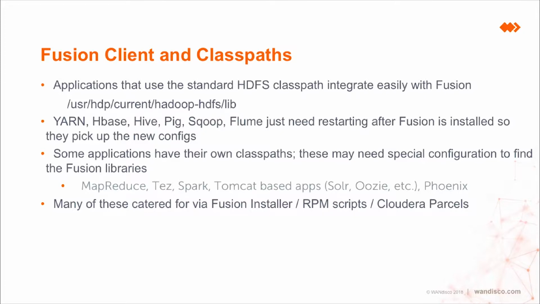Some applications have their own classpaths. These might need special configuration to find the Fusion libraries. These are services such as MapReduce, Tez, Spark, and Tomcat-based applications like Solr, Oozie, Phoenix. Many of these are catered for via the Fusion installer, RPM scripts, and Cloudera parcels.